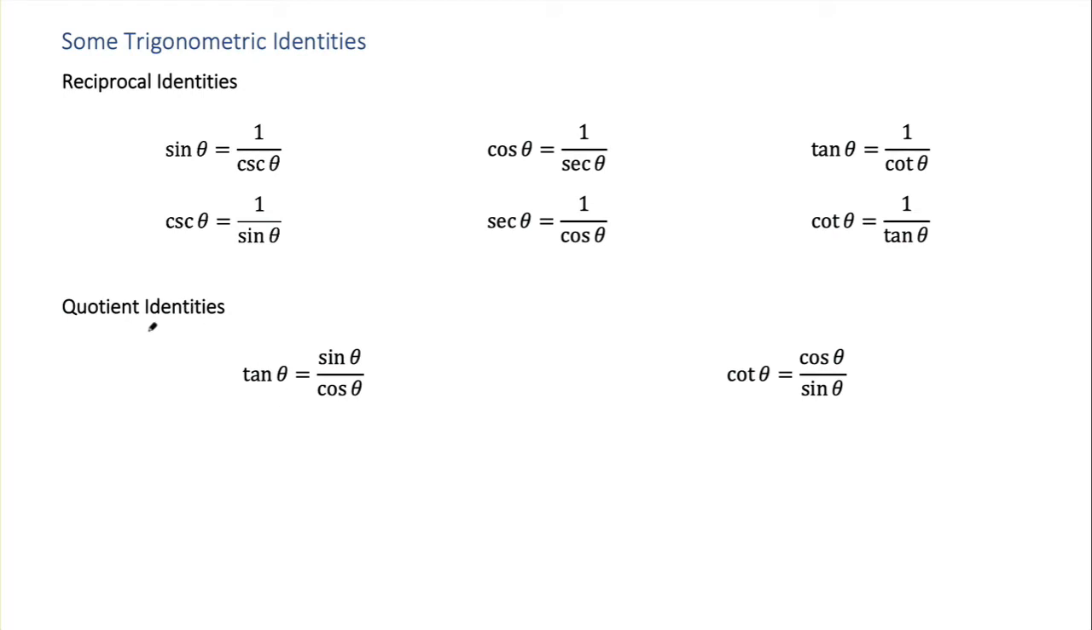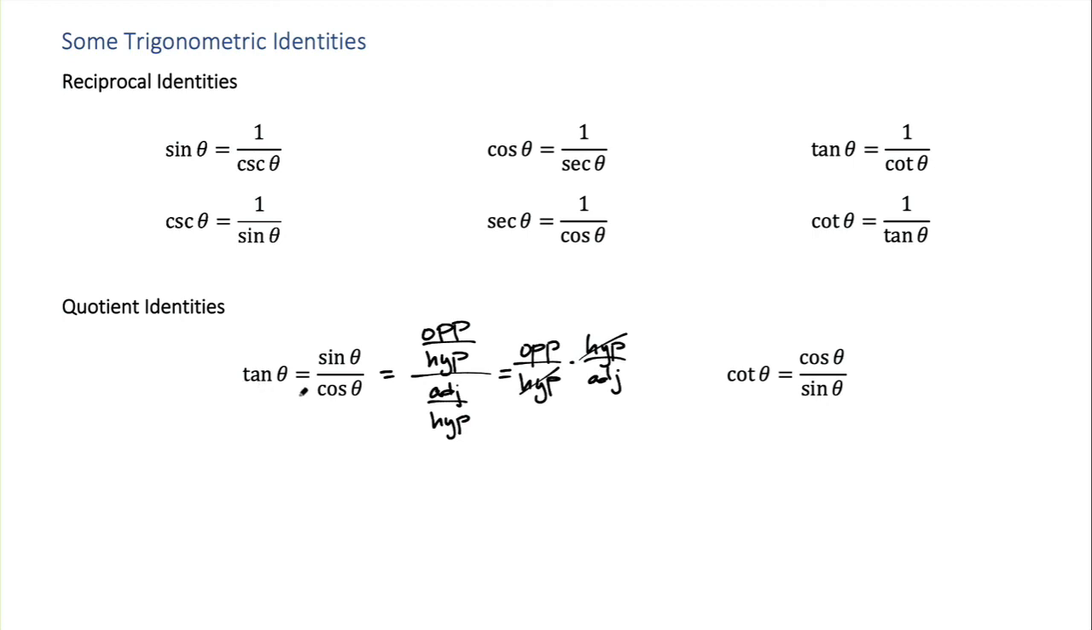We also have the quotient identities. And these are the identities where it turns out that tangent is actually sine divided by cosine. And I'm going to go ahead and show you why here. Sine of an angle is opposite over hypotenuse, and cosine of an angle is adjacent over hypotenuse. Now, if you divide fractions, you can flip the denominator and multiply. So that would be multiplying by hypotenuse over adjacent. And note that the hypotenuse cancels, and you get opposite over adjacent, which is tangent.